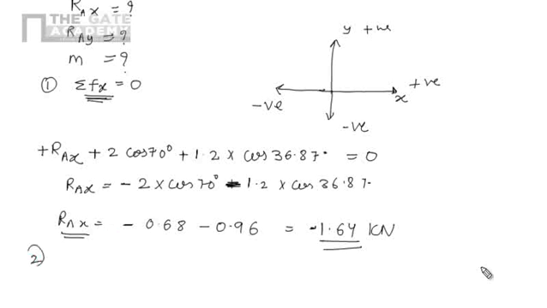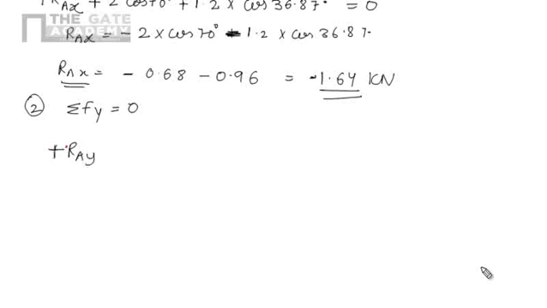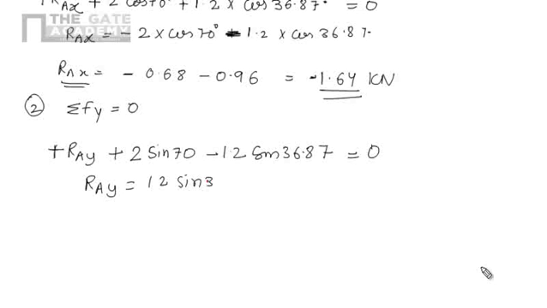Similarly, we can apply condition number 2, the algebraic summation of all the vertical forces, that is, the forces along the y direction, should be 0. In the y direction we have plus RAY, plus because it acts vertically upward. Similarly, the 2 kilonewton component is vertically upward, that is 2 sin 70, positive, and 1.2 sin 36.87 is downward, that is negative, equals 0. So RAY will be 1.2 sin 36.87 minus 2 sin 70.